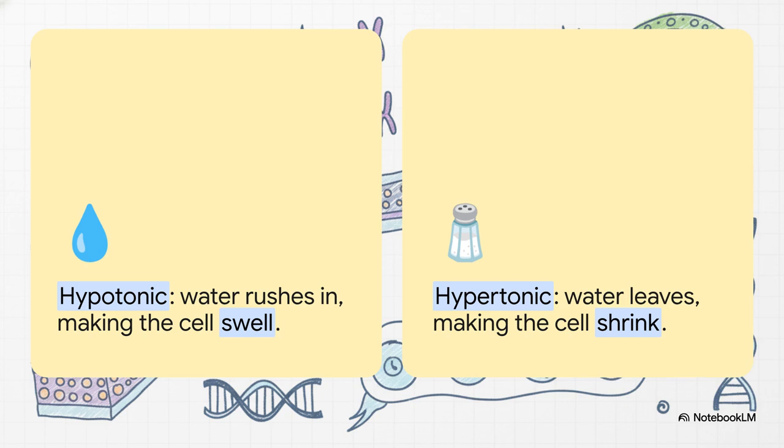If the outside liquid has the exact same concentration as the inside of the cell, it's called isotonic. It's perfectly balanced. If the outside is more watery, it's hypotonic, and water rushes in, making the cell swell up like a balloon. And if the outside is super salty or sugary, well, that's hypertonic, pulling water out and causing the cell to shrink down.